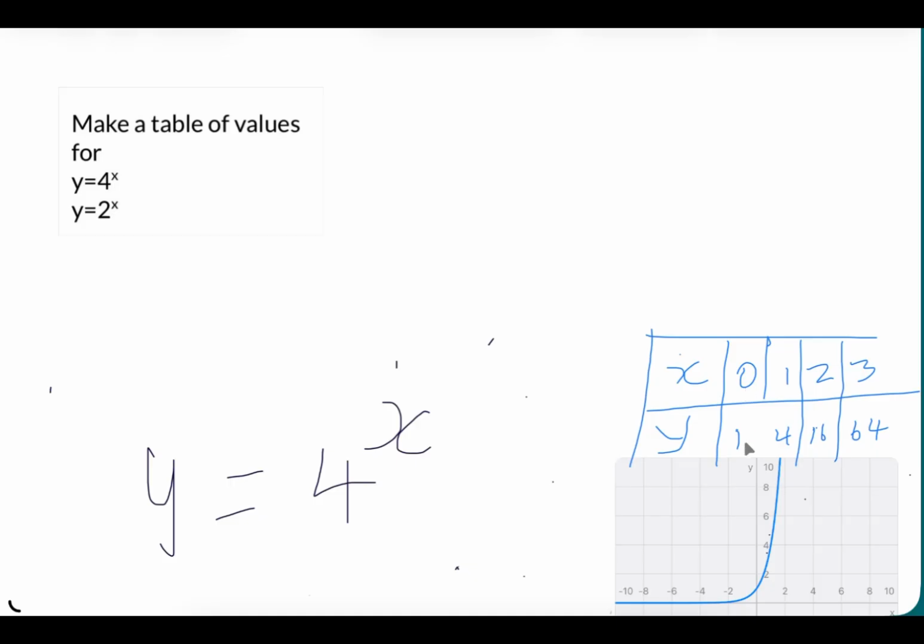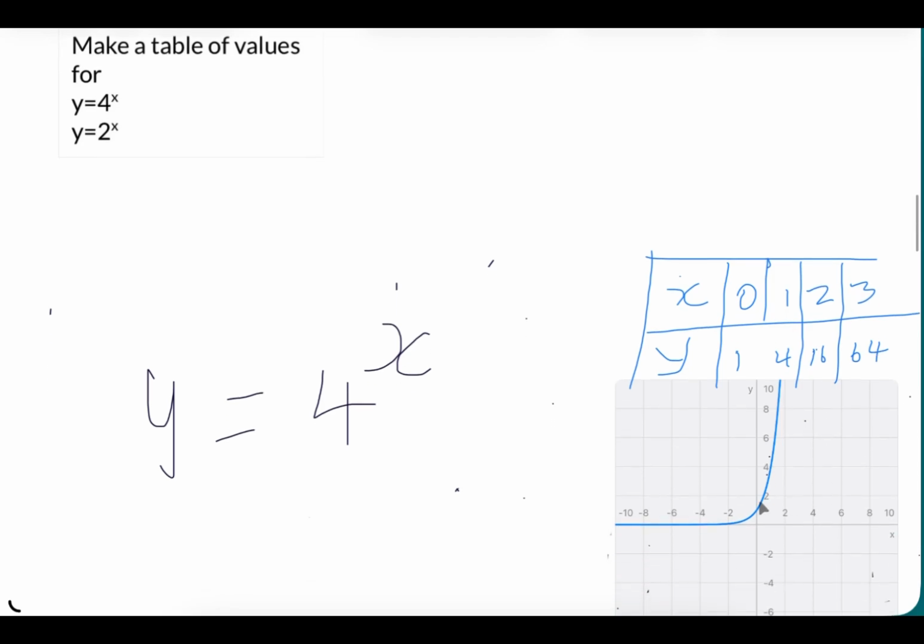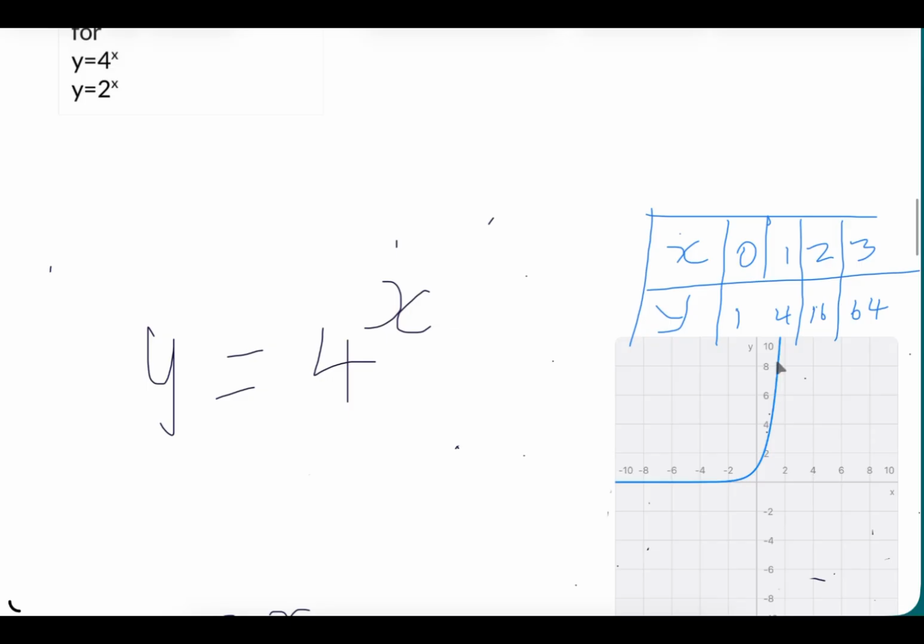4 to the 0 gives 1. When x is 1, 4 to the 1 is 4. When x is 2, 4 to the second power is 16. And when x is 3, 4 to the third power is 64. And again, a part of that graph is shown right here below.